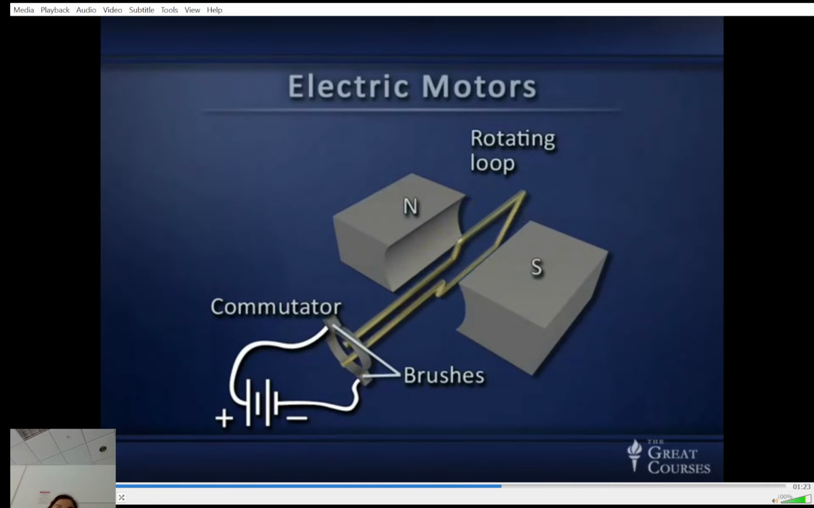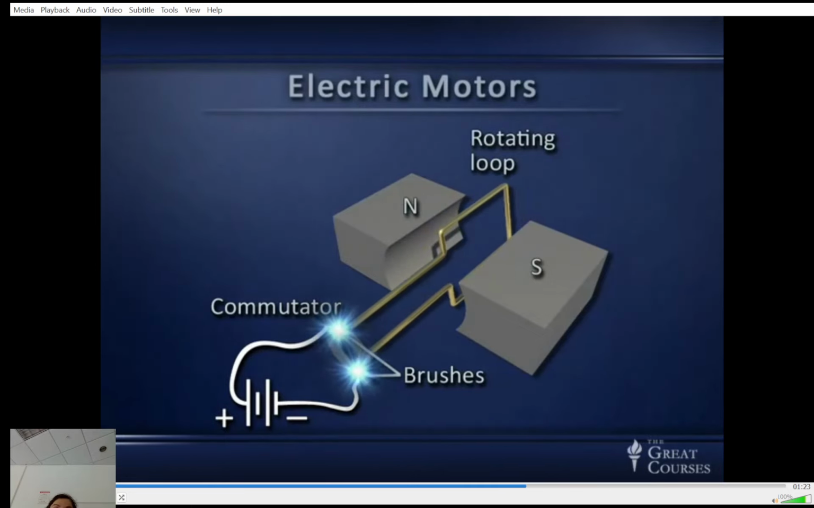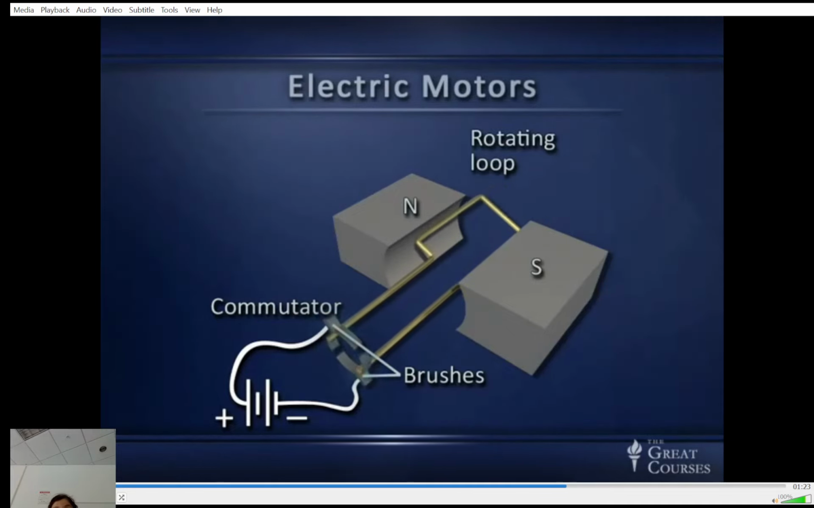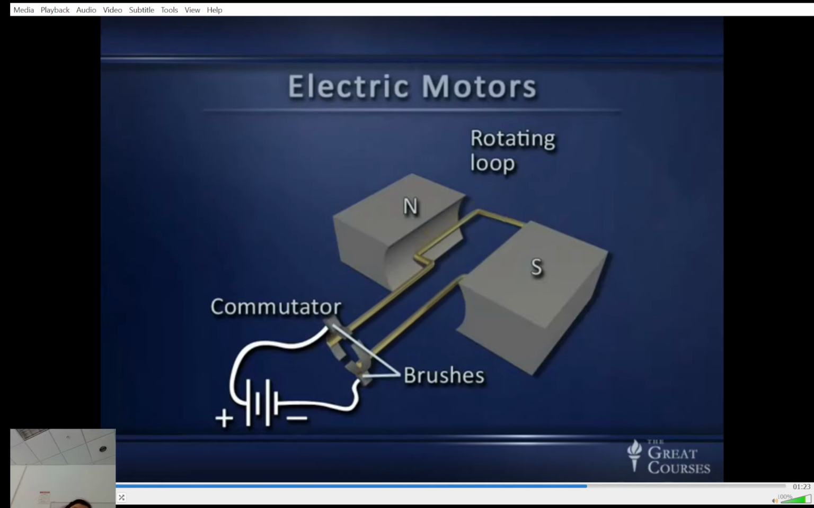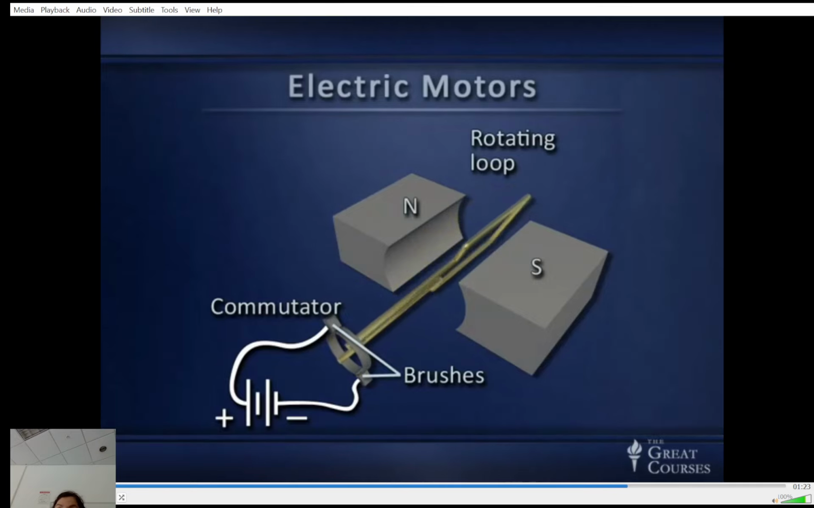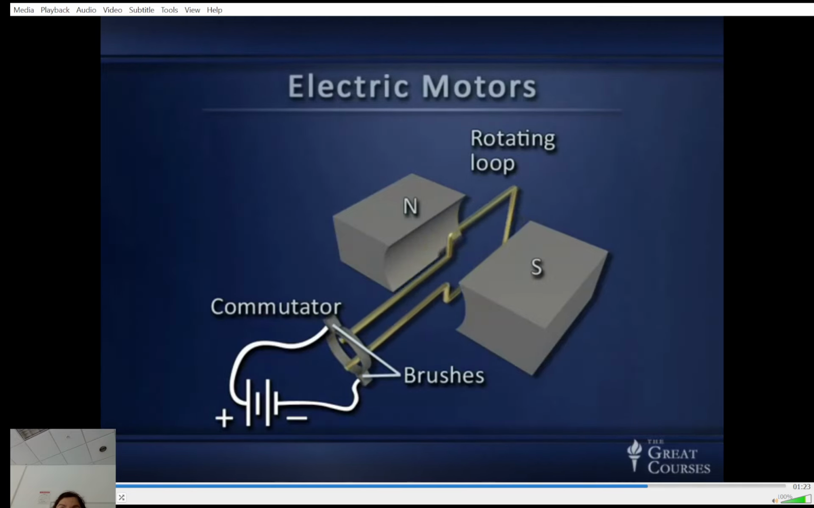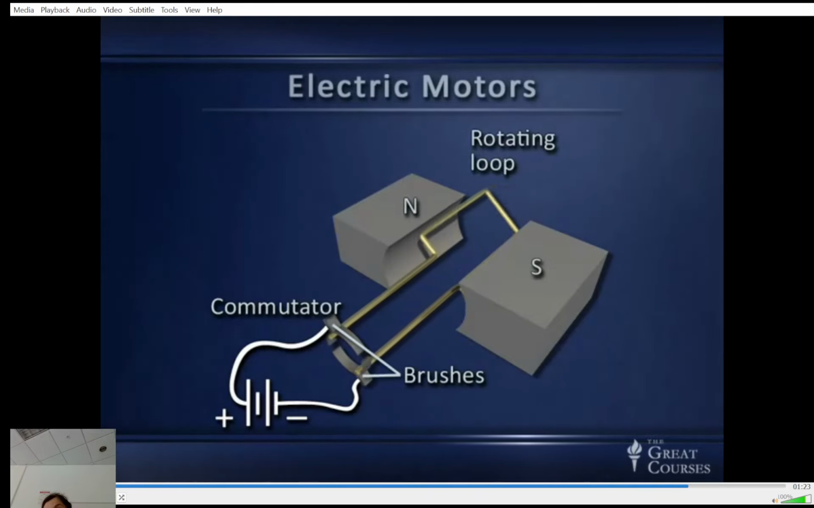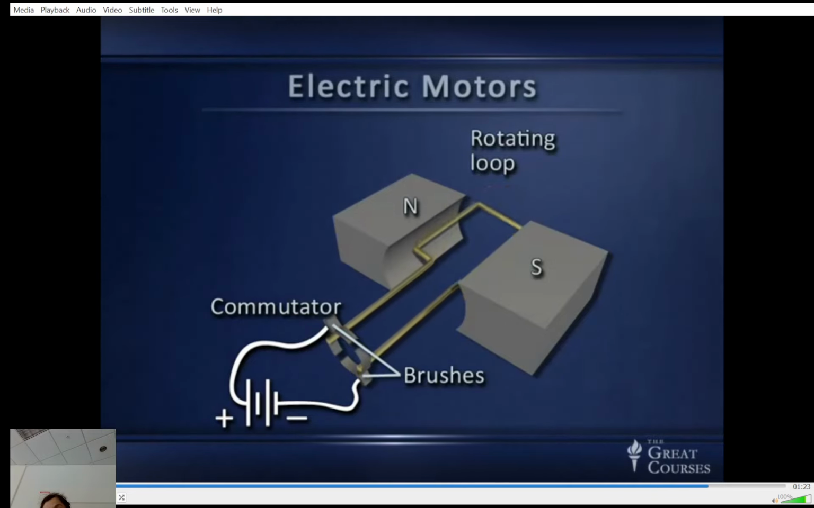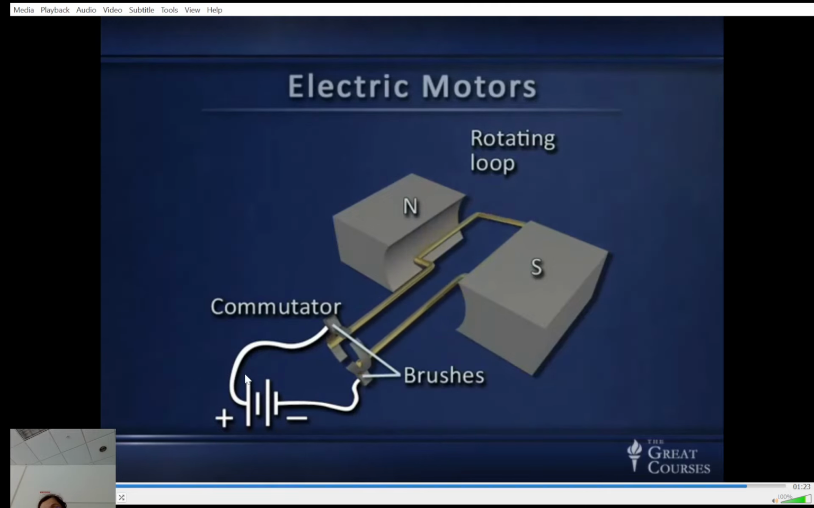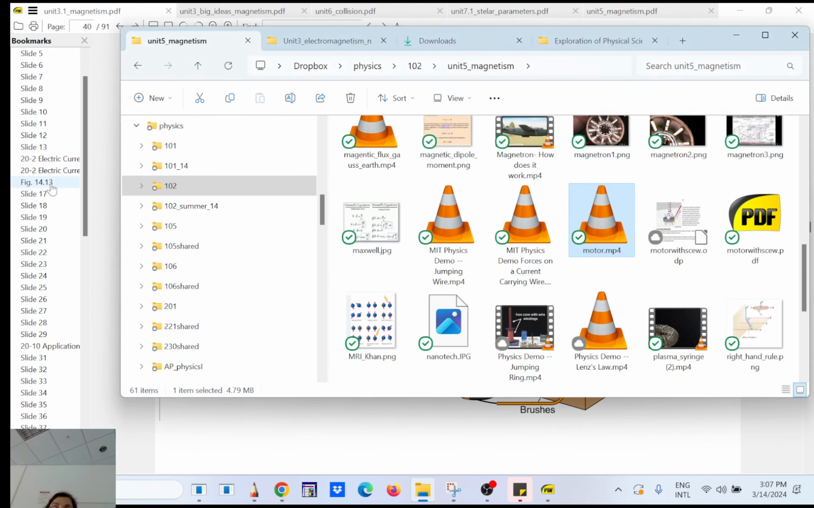But just as it gets near alignment, that commutator switches past that gap, and that reverses which part of the battery is connected to which part of the loop, and that reverses the direction of the current in the loop, and that means the loop is no longer in alignment with the field. In fact, it's out of alignment, and it wants to rotate a whole 180 degrees to get back into alignment, and so it tries to do so, but just as it barely gets there, the commutator reverses the direction of the current again. So that's one way to do it. So these are electric motors.